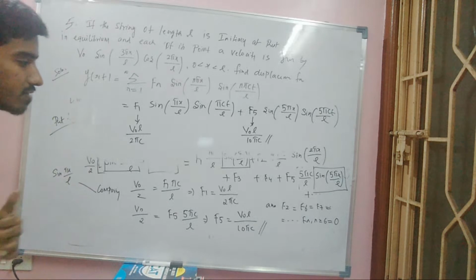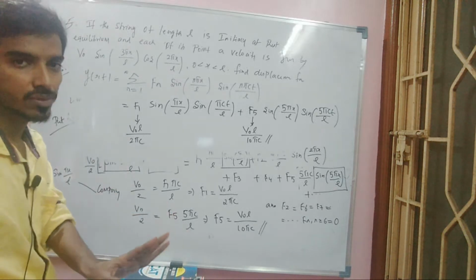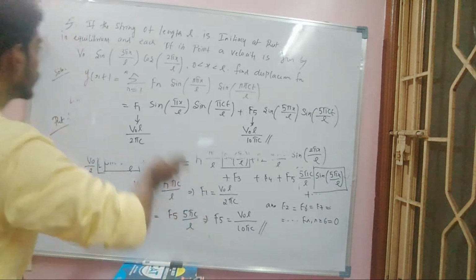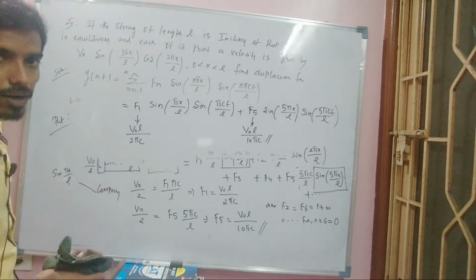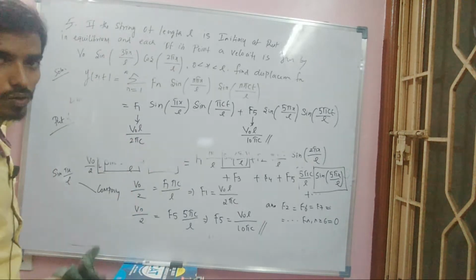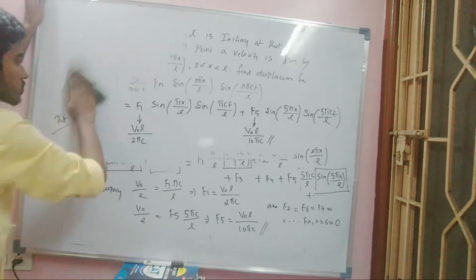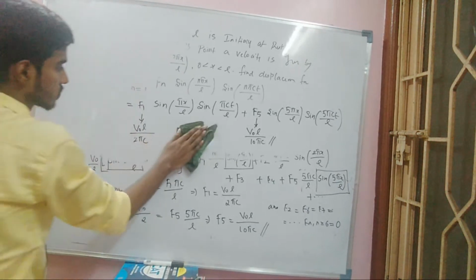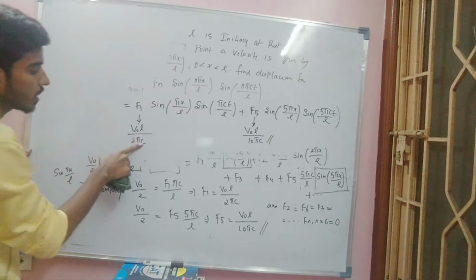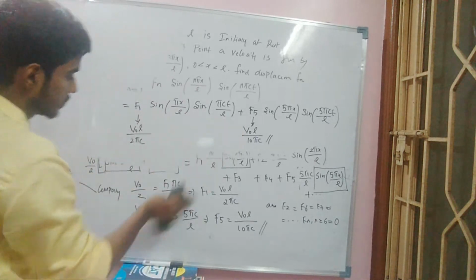I want to give the answer also. You just have to integrate. That's it, right? Integration is the only work for you. If you know how to do integration by parts, and substitute upper limit minus lower limit, you will get f hence. That's it. You just substitute f1 to be v naught L by 2πc and f5 to be that value.